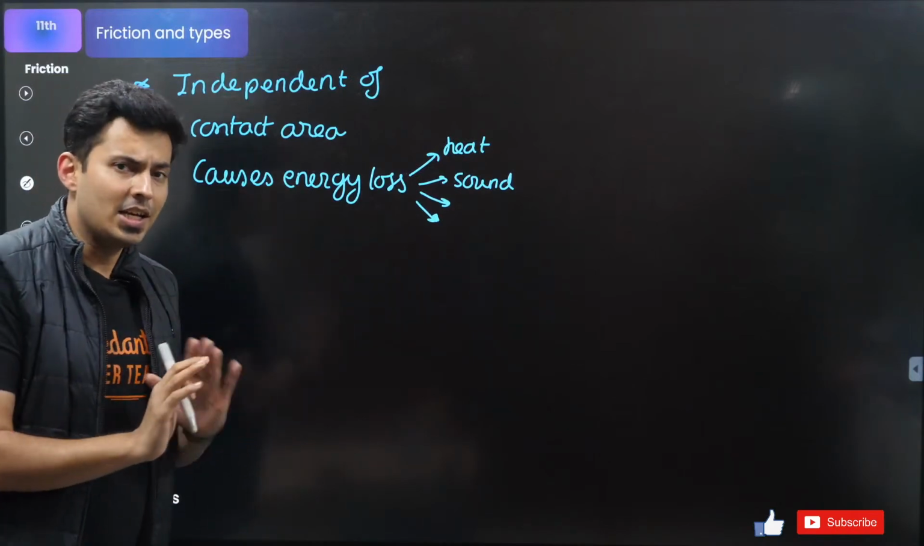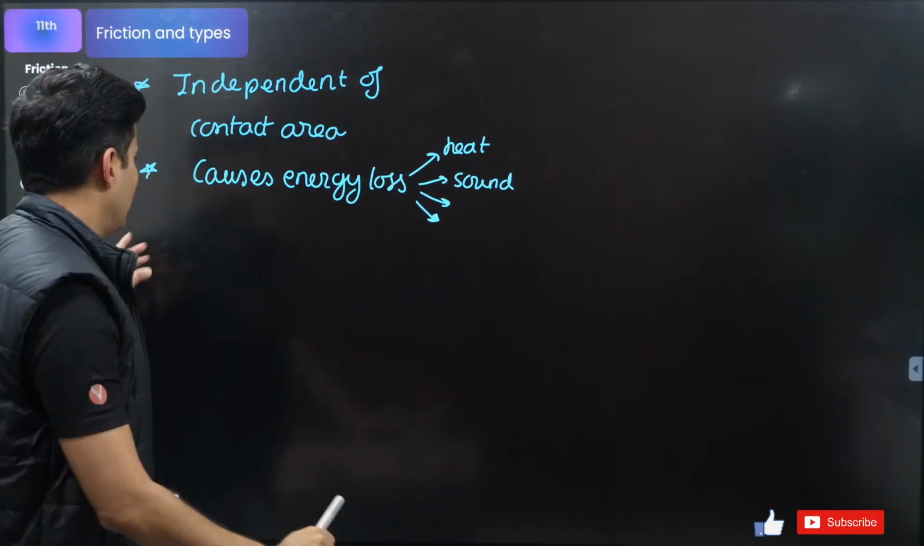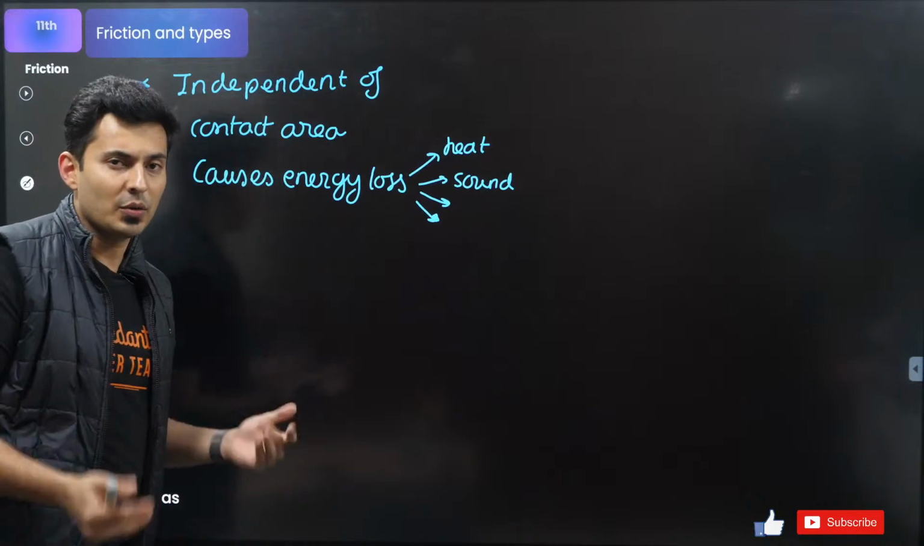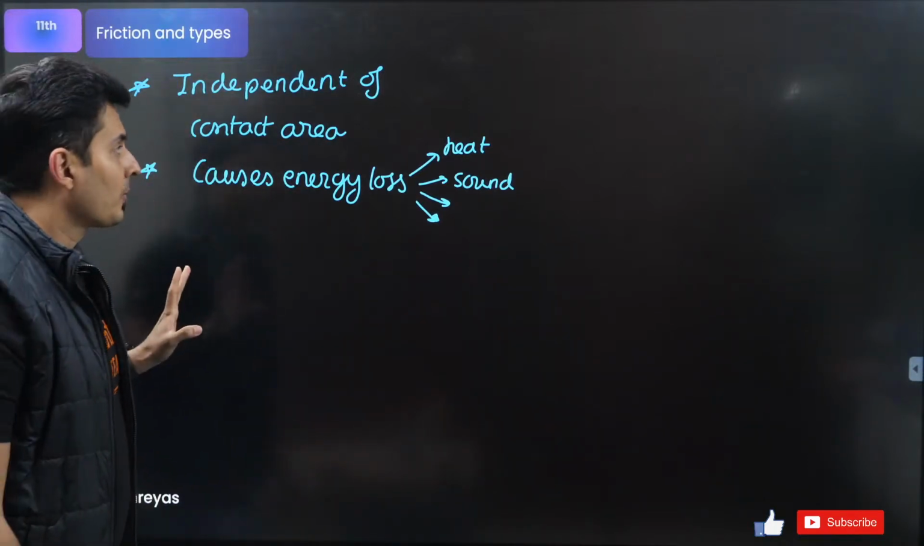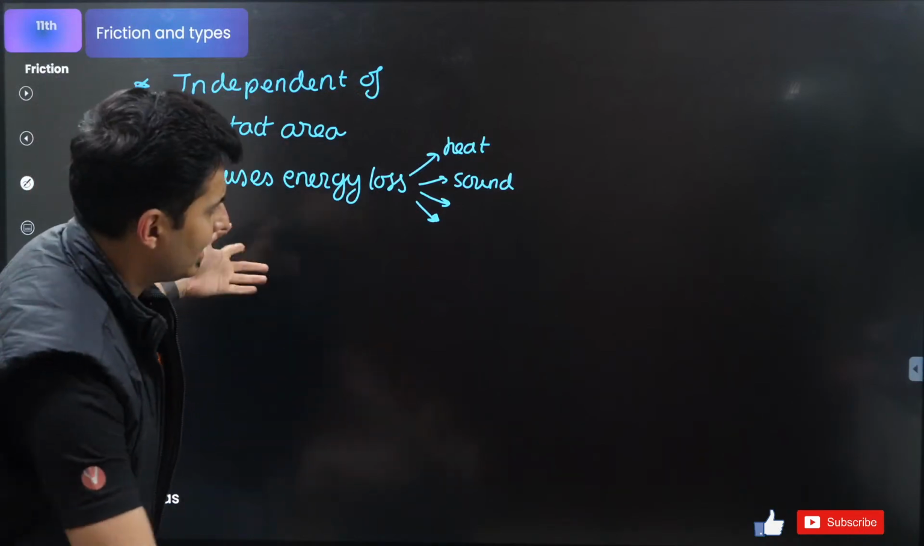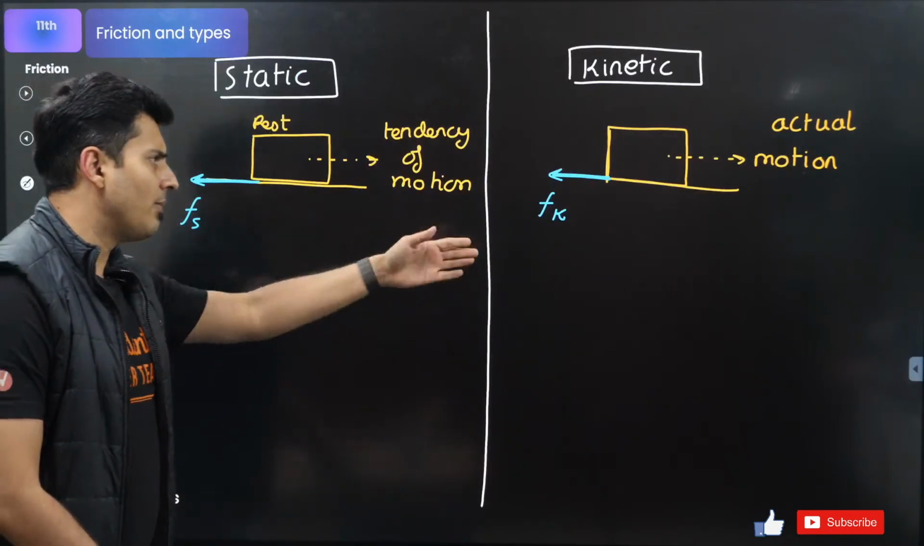So mechanical energy is not at all conserved. Whenever you see that chapter, or if you have seen it, you know it. Okay, all these are important things regarding friction. I'll keep adding more common points as we proceed, but let's come back to this slide where we are talking about differences.